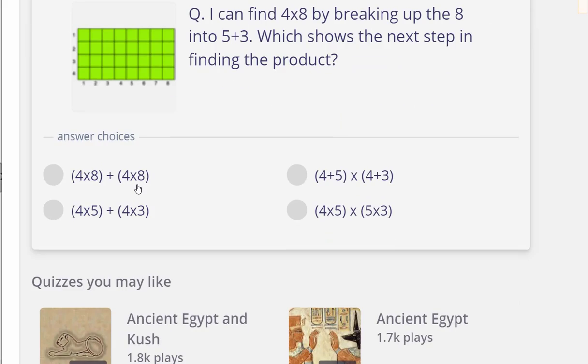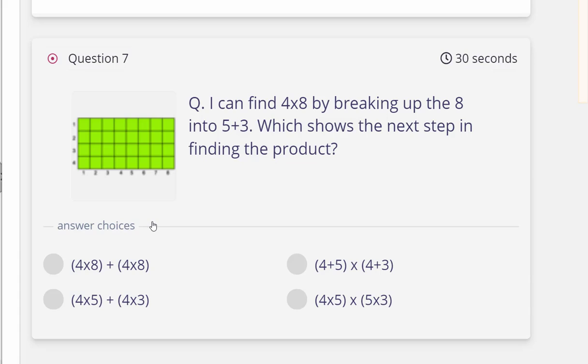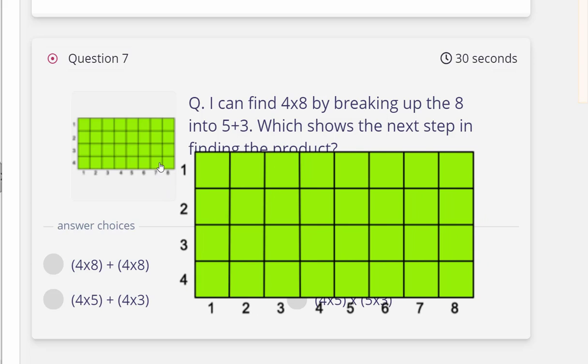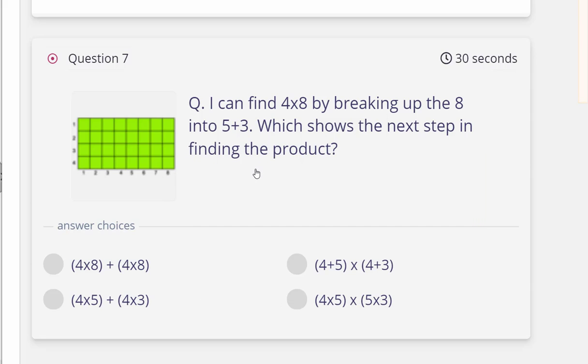Okay, let's move to the last question. And we need to break the 4 by 8 rectangle. We need to break the 8 into 5 plus 3. So I will choose another hero, Ahmed Al-Khars. Yes. Go ahead. The answer is which one? 4 multiply 5 plus 4 multiply 3. This one? Yes. Okay, thank you, Ahmed.